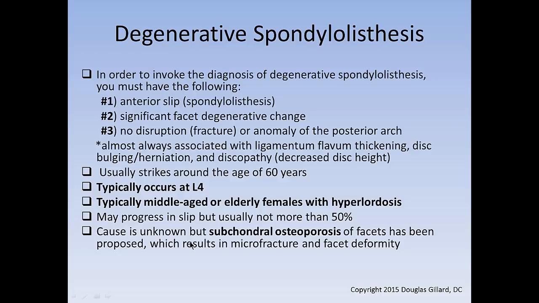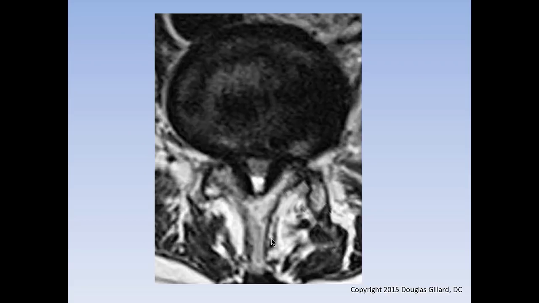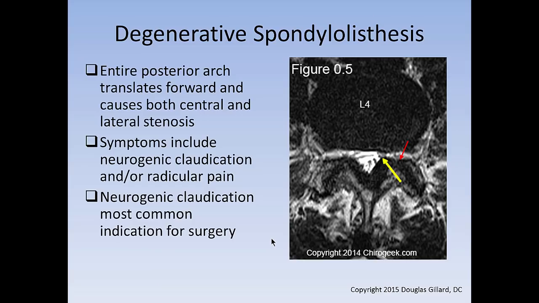Cause is unknown for sure, but some have theorized there's a subchondral osteoporosis of the facets, which has led to microfracture and facet deformity. We know the facets give out. They fail to do their job. They fail to hold the posterior arch or stop it from slipping forward. Not exactly sure of the pathophysiology of that yet.